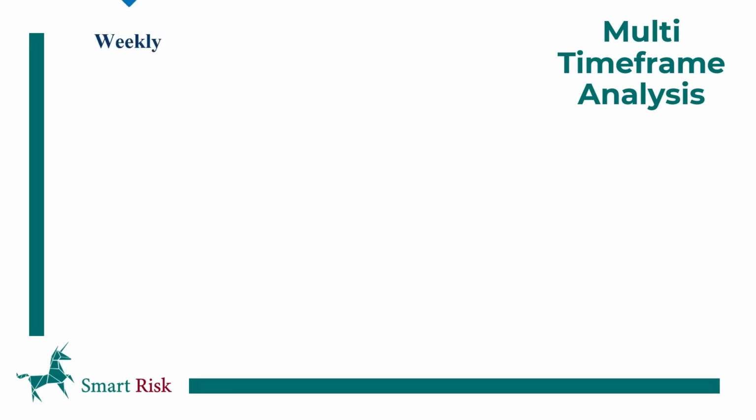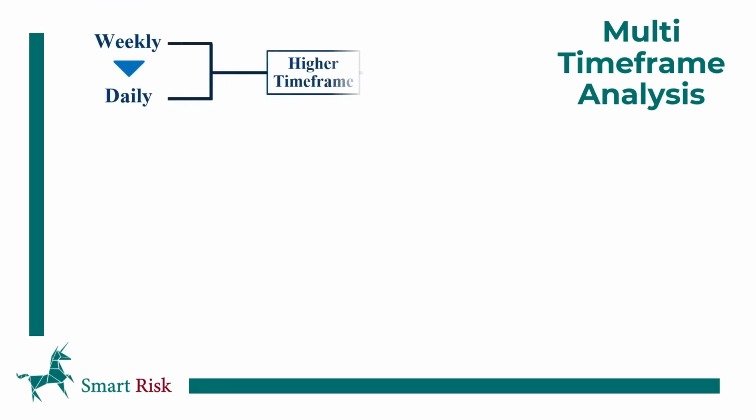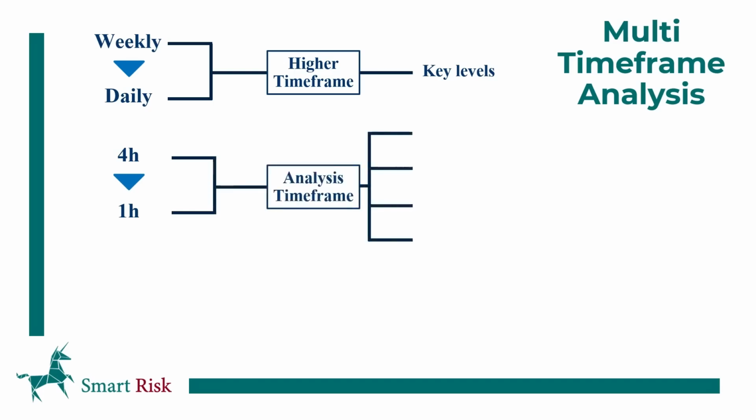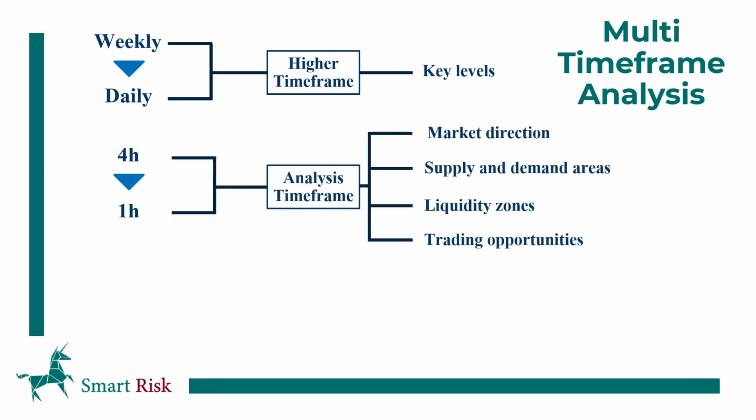Starting from higher time frames, first we have weekly and daily, which we only use to identify higher time frame key levels of the market structure. Second, we use 4 hours and 1 hour time frame to do most of the analysis, including identifying market direction, supply and demand areas, order blocks, liquidity zones, and trading opportunities.